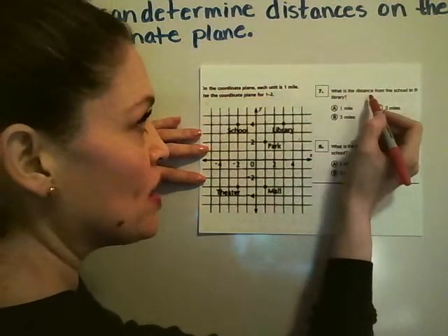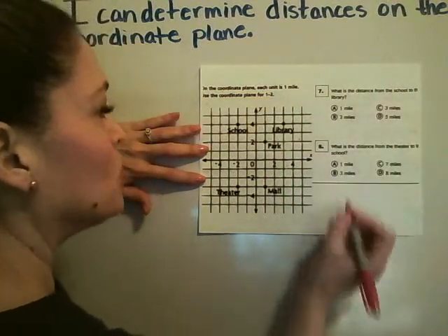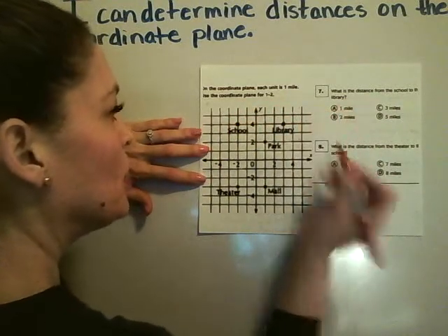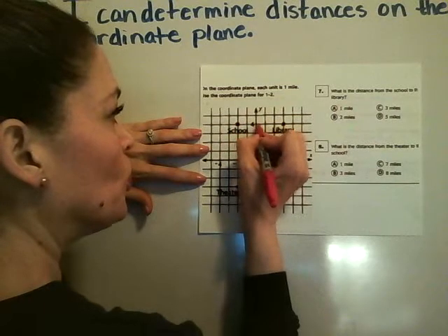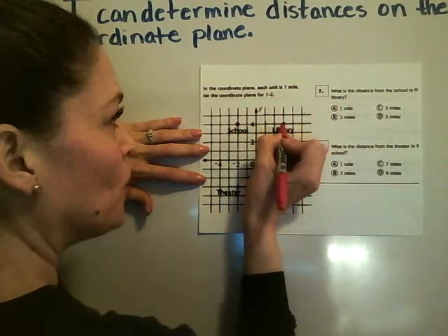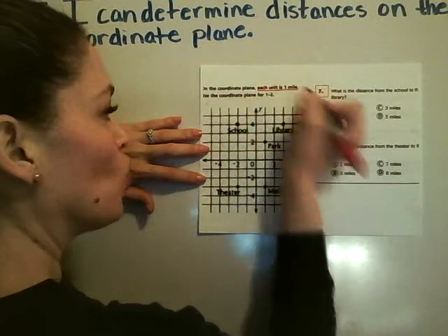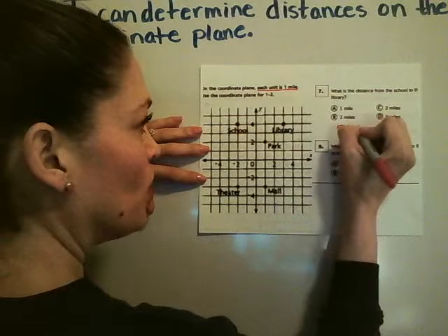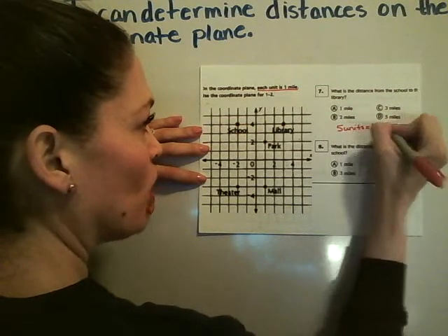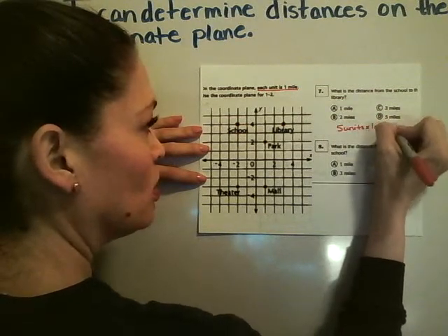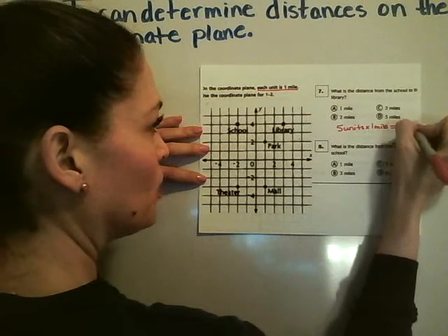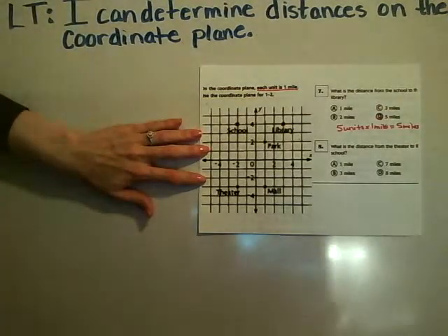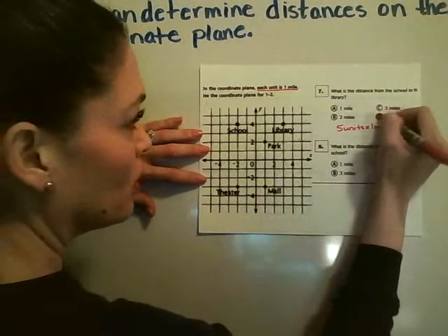7, what is the distance from the school to the library? So I'm going to highlight those. School, library. We're going 1, 2, 3, 4, 5 units, but each unit is 1 mile, so 5 units times 1 mile, that equals 5 miles. We should choose D. D is our correct answer, okay?